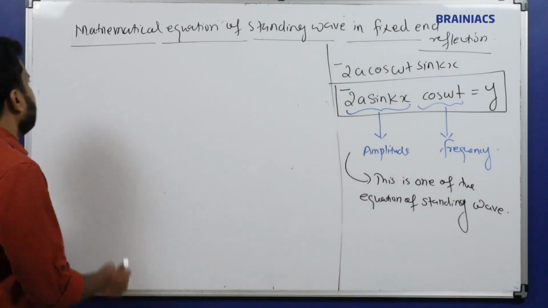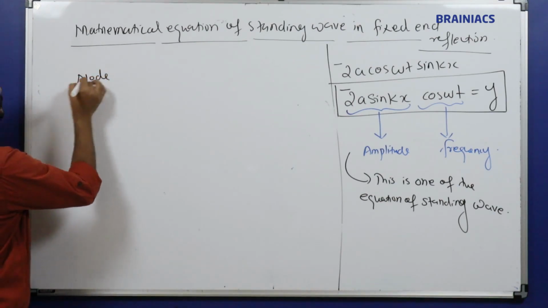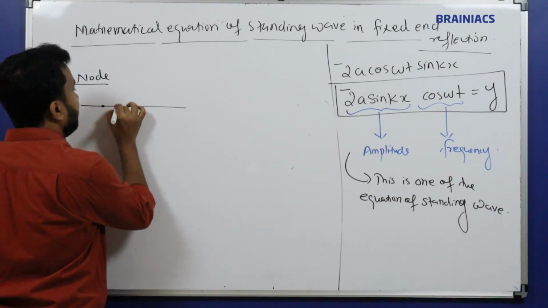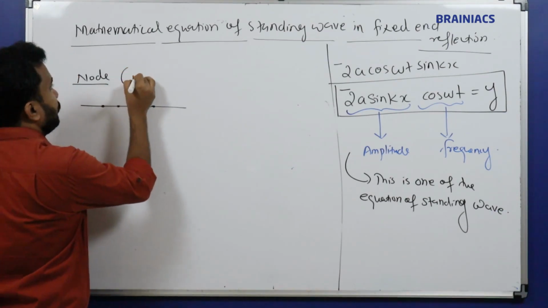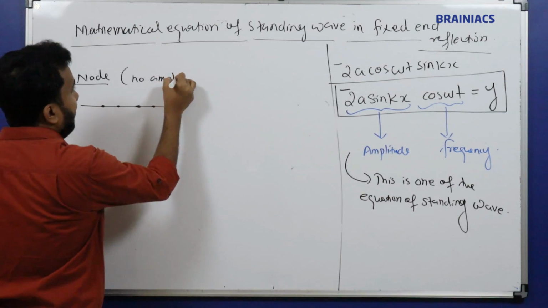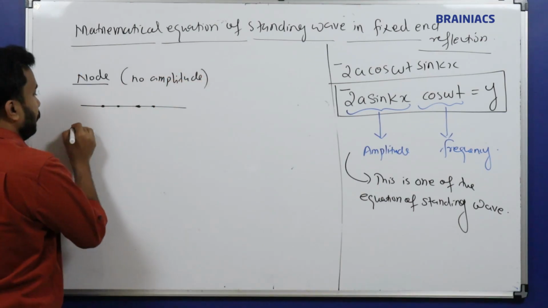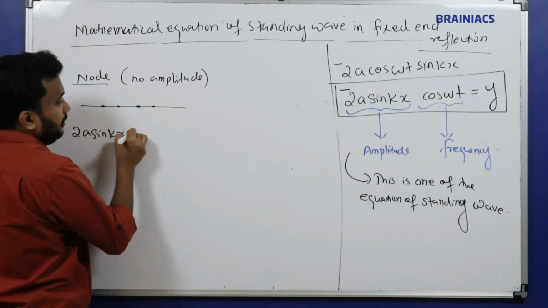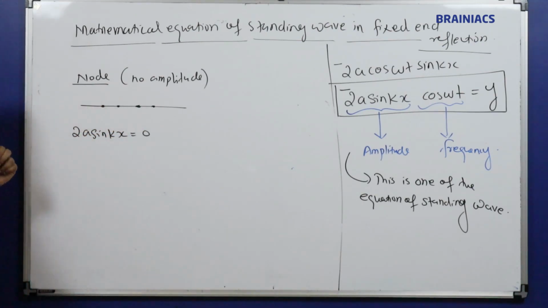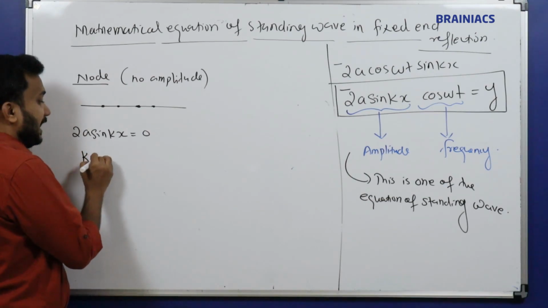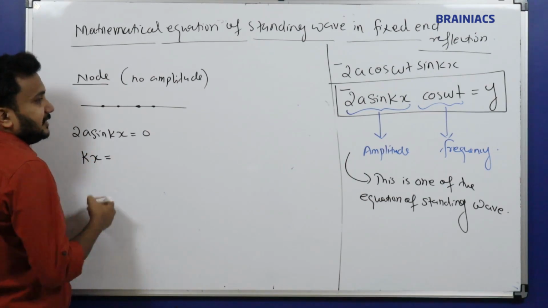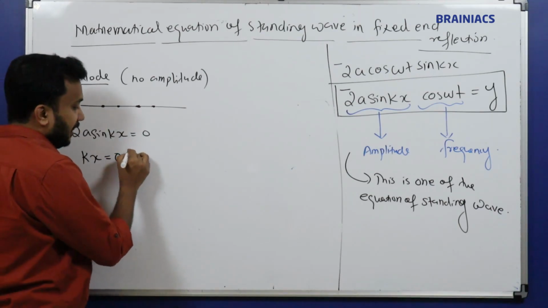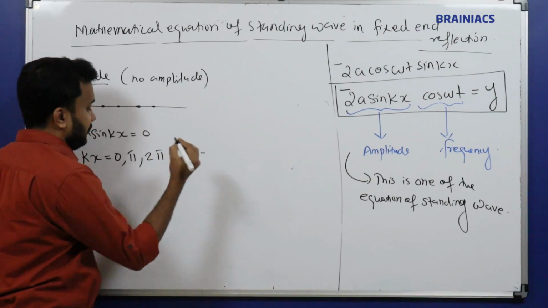Anyway, we are going to define something called a node. What is called a node? Node means that at a certain position there will be no amplitude. No amplitude, that condition is a node. So the amplitude factor in this wave, 2 sin kx, will be equal to 0. Amplitude must be 0. For the amplitude to be 0, kx, which is the phase, when will kx be zero? Sine can be 0 at 0, at pi, at 2 pi, etcetera.